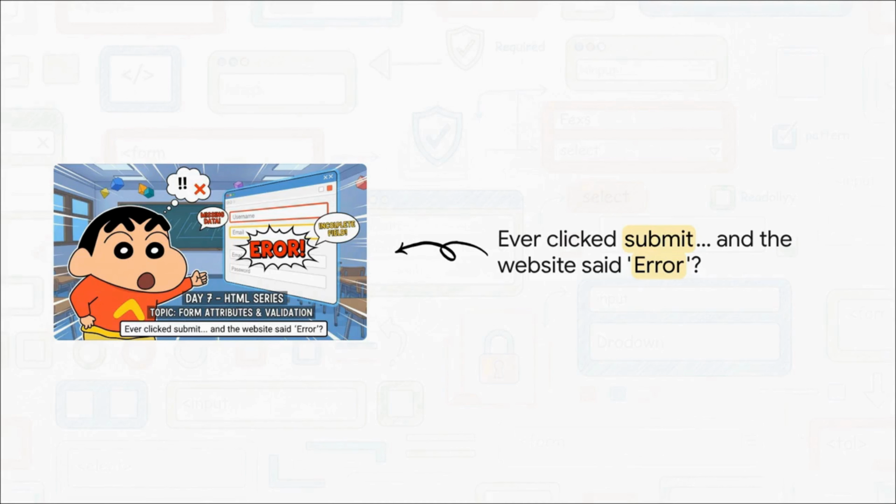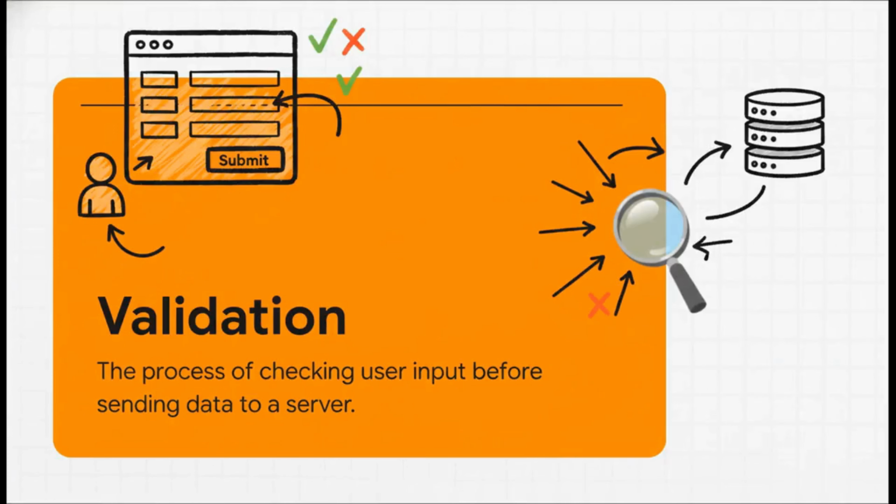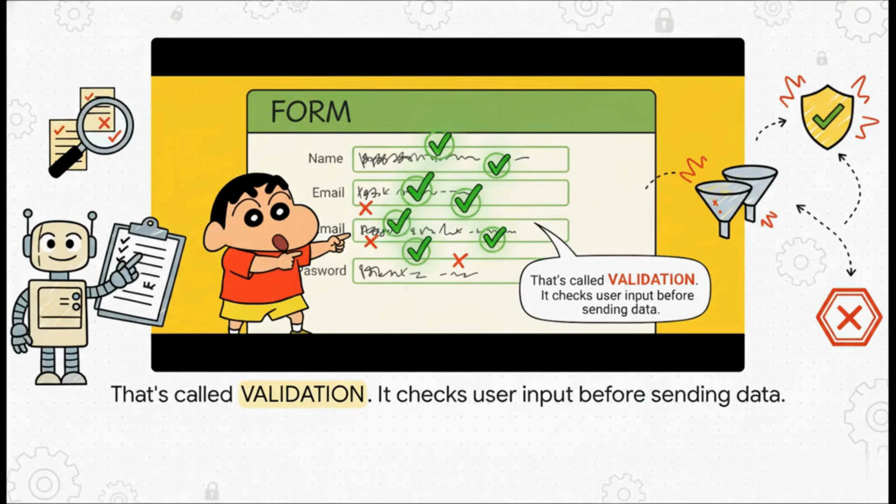But here's the good news. There's actually a hero built right into HTML that's designed to stop this from ever happening. So it's time to meet that hero. It's called form validation. And it is the secret ingredient, the magic sauce that makes sure a form works perfectly from the get-go. So what is it really? Well, it's actually pretty simple. Validation is just the process of checking the info you put into a form before it gets sent off to the website's server.